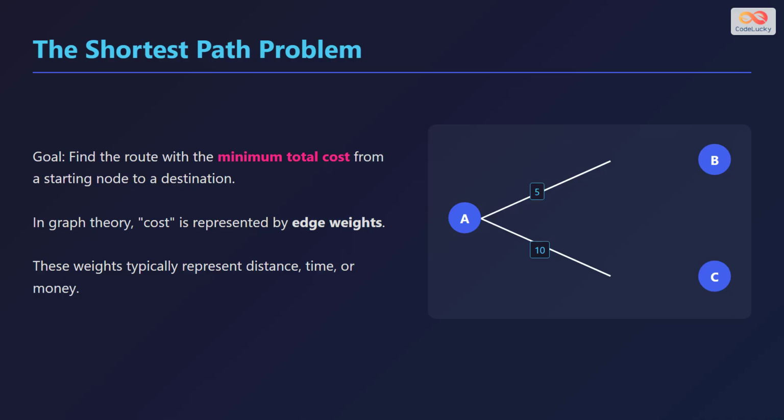In these graphs, the cost of moving between nodes is represented by edge weights, which often correspond to real-world metrics like distance, time, or cost.